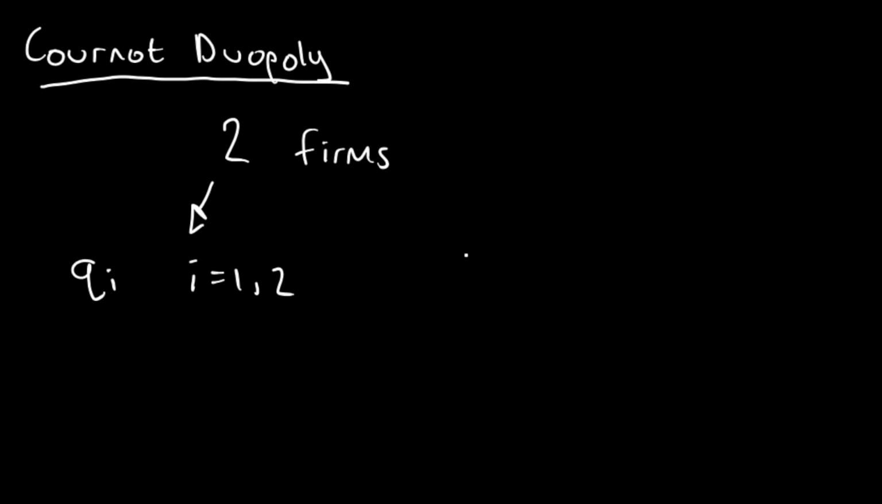And so because there's two firms, with each firm producing output Qi, the aggregate output of the entire market we're going to denote as big Q, which is just going to equal the quantity of the first firm plus the quantity of the second firm, because we have two firms in this duopoly market. So that's going to be our aggregate output.